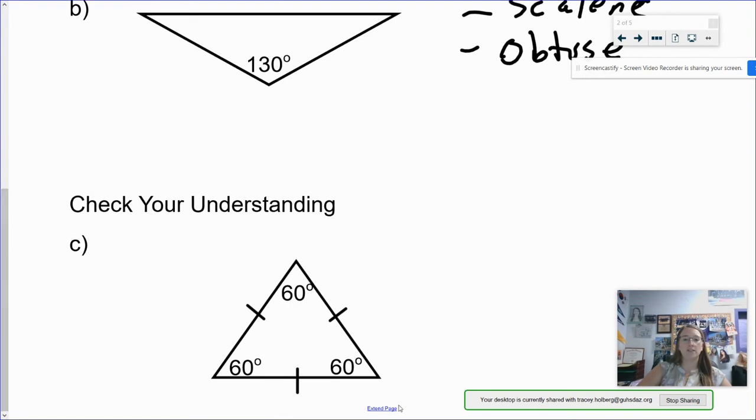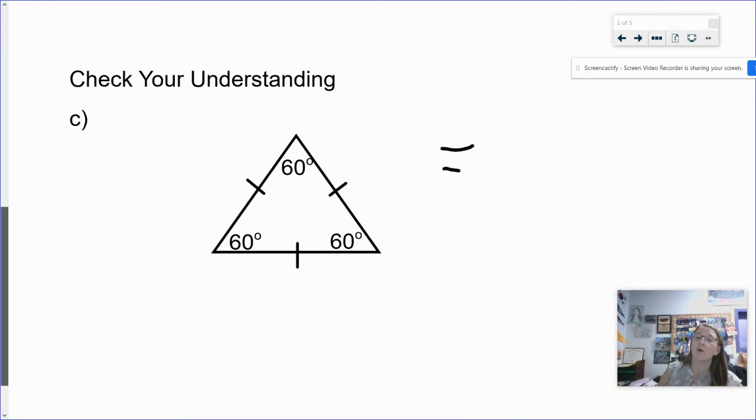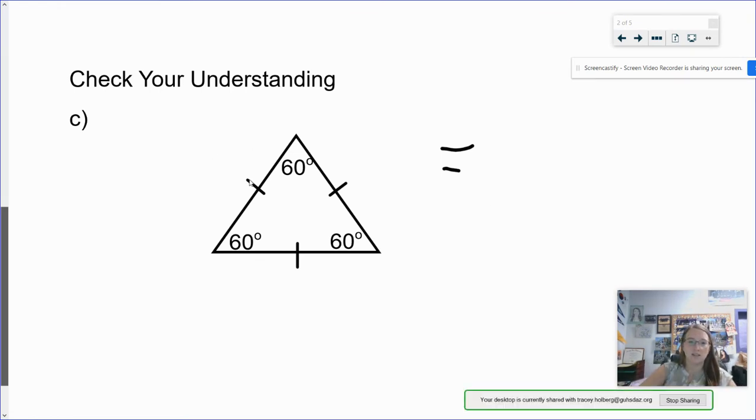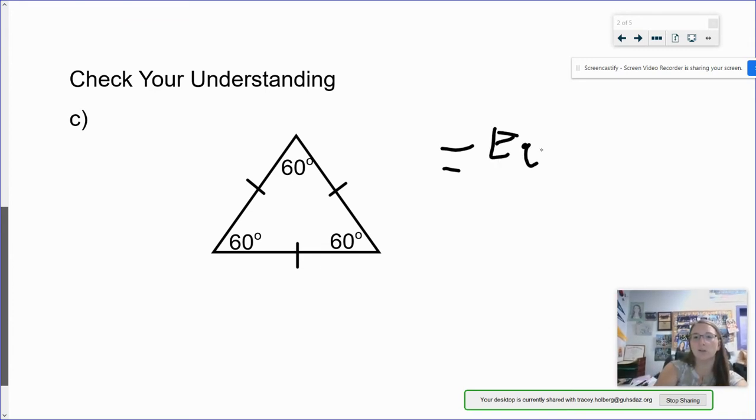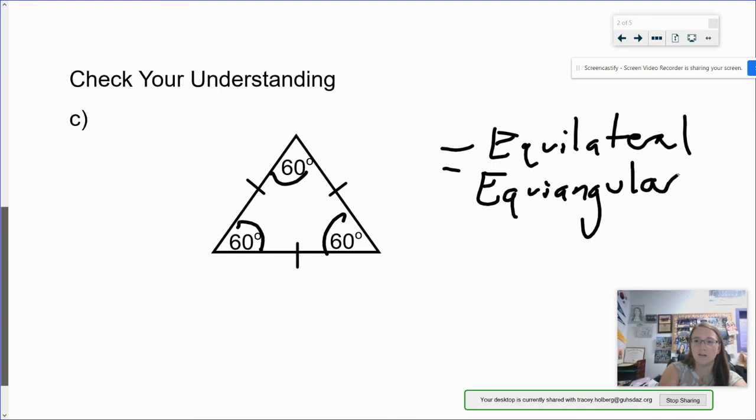Okay, I want you guys to try this one entirely by yourself, and then we'll check. What do we think by its sides? Look at the markings. What do we think by its angles? Look at the labels. Go ahead, try it. Okay, so this one is congruent, congruent, congruent. This is equilateral by its sides. All 3 sides are the same, as well as 60 degrees, 60 degrees, 60 degrees. This is also equiangular because all 3 angles are the same.